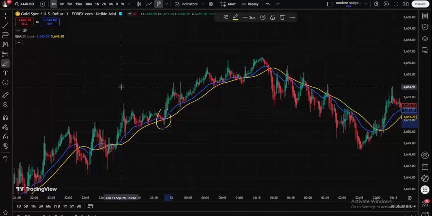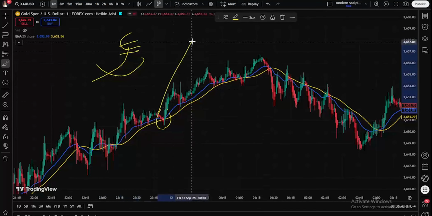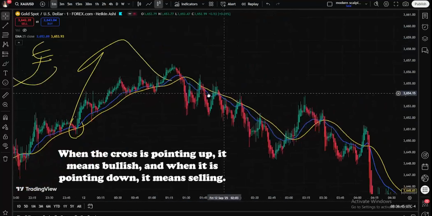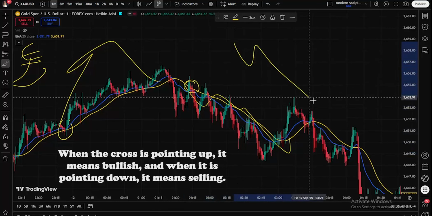So when EMA 25 is above SMA 15, it means we have a strong uptrend. When EMA 25 is below SMA 15, it means a stronger downtrend.